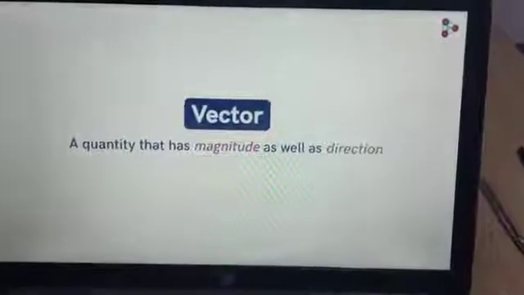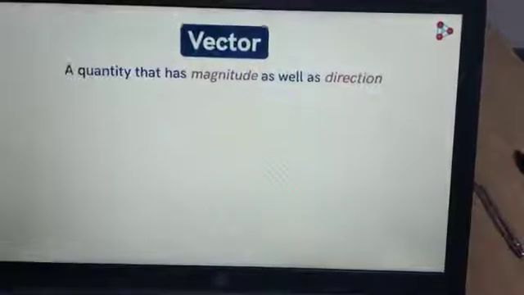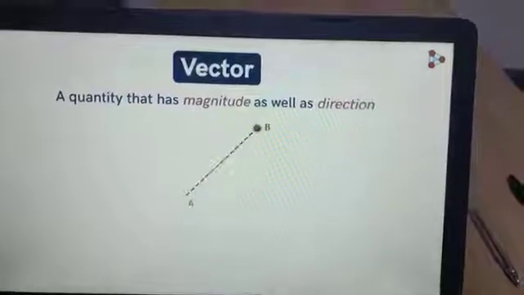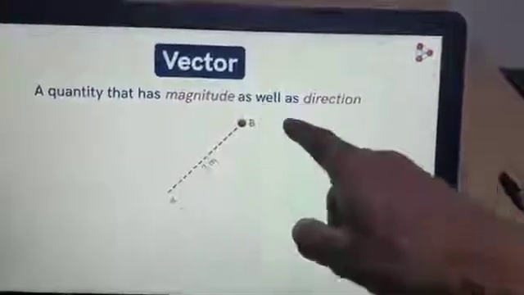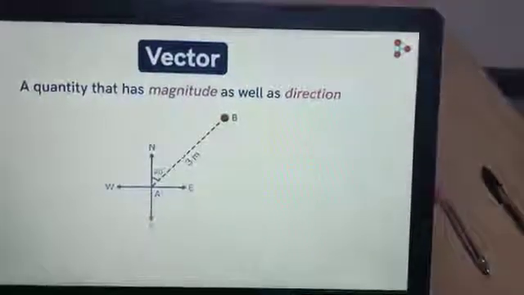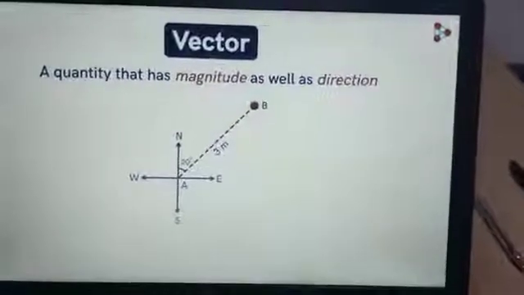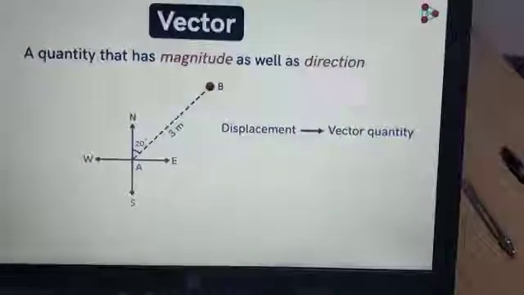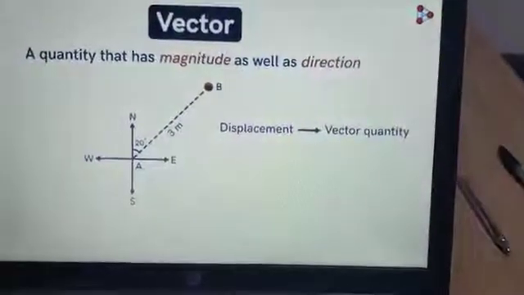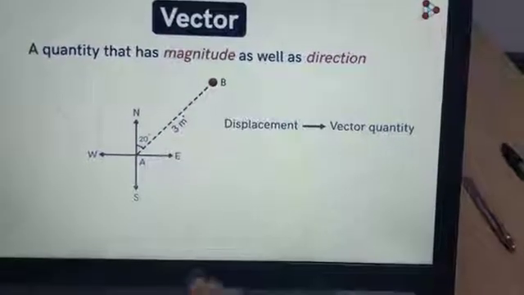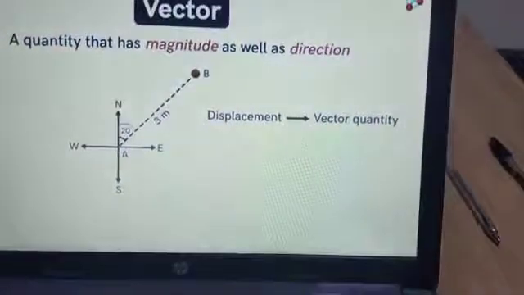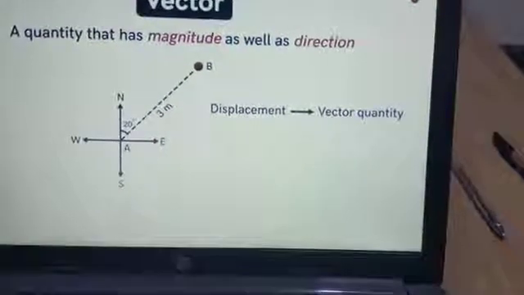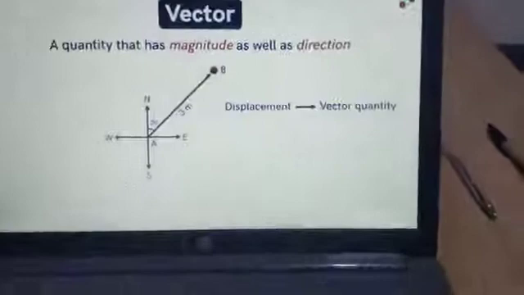Let's summarize the lesson. A vector is a quantity that has magnitude as well as direction. You see here, from A to B is 3 meters, simply given, and when a direction is specified using what is known as an arrow, we get a displacement vector. You see here a displacement of 3 meters, which is east of north. This is just a representation of this one.